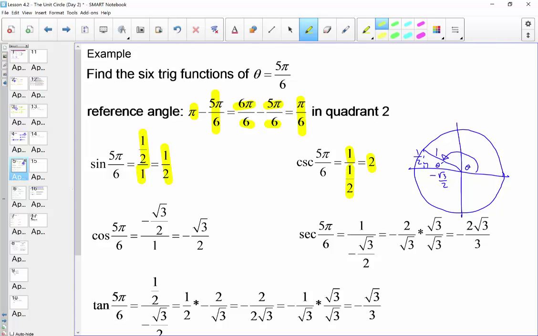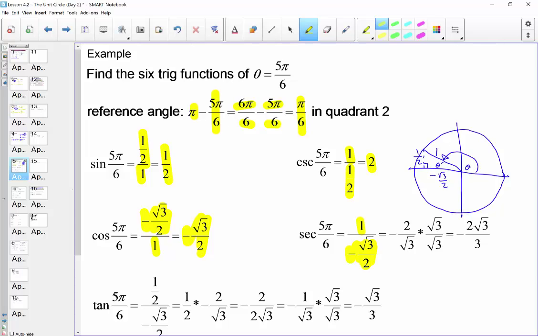Next, we have the cosine of 5 pi over 6, which equals our adjacent side, negative square root of 3 over 2, over our hypotenuse 1, which simplifies to negative square root of 3 over 2. Next, we have the secant of 5 pi over 6, which is equal to our hypotenuse 1 over the adjacent side, negative square root of 3 over 2.